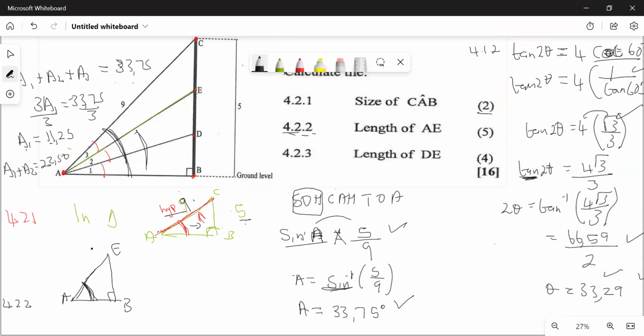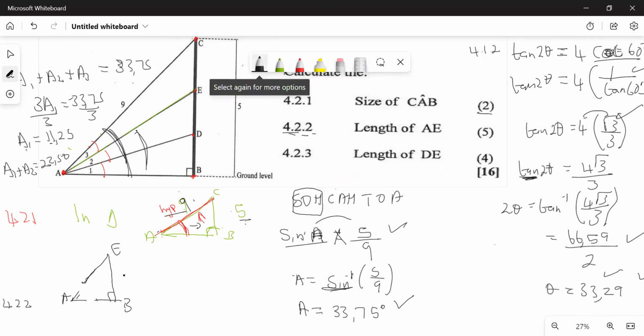22.50. So we'll come and say, okay, this angle here, let's write it here. We have 22.50. So here we have 22.50. Okay, sure. Okay, now that you have that, how do we proceed?